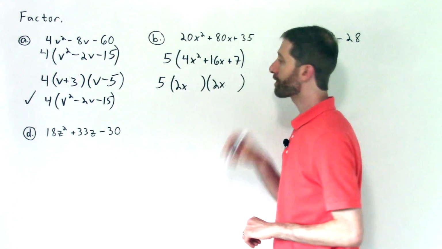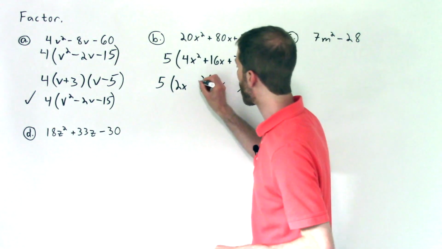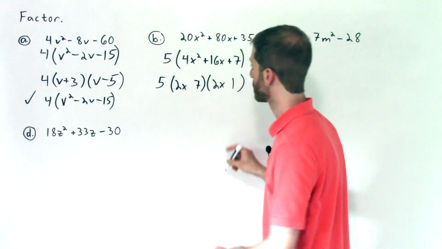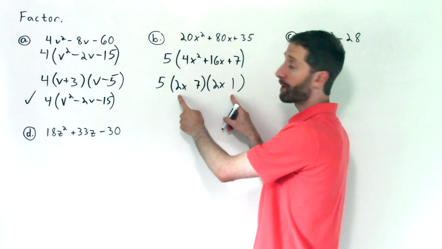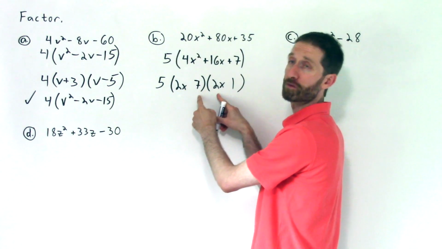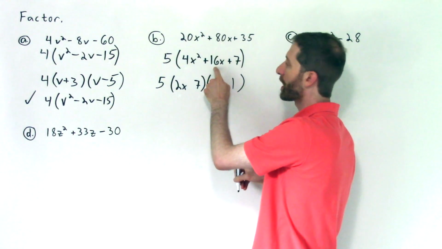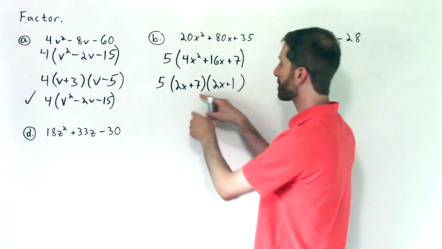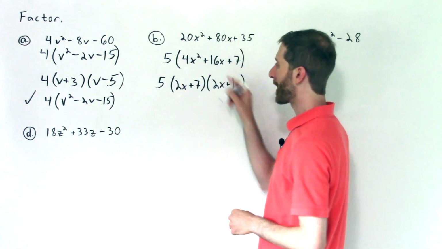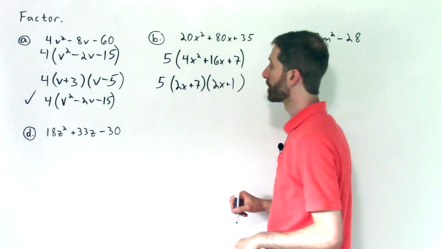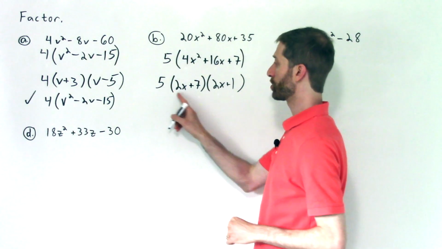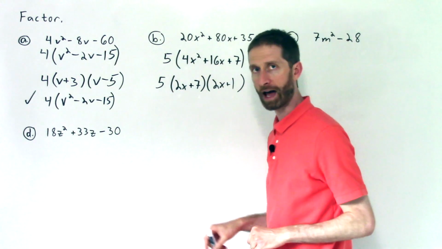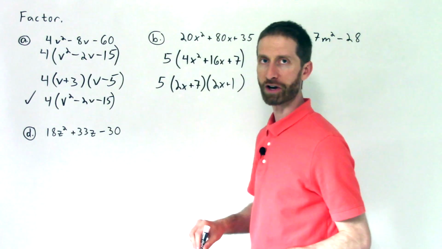Now here's the good news. I know that the only factors of 7 are itself and 1. So let's test it. 2x times 1 is 2x, 7 times 2x is 14x, and 2x is 16x. If they're both plus, we'll get the plus 7 by multiplying 7 and 1, and the positive 16x. So we're good. To check your work, we would do the same thing here. You'd multiply this part out, and then by 5, and you should end up back where you started.